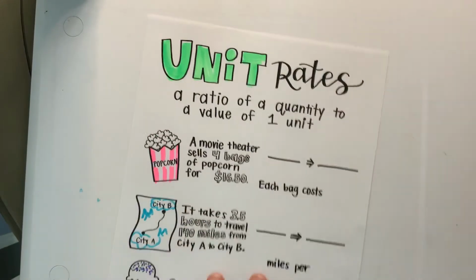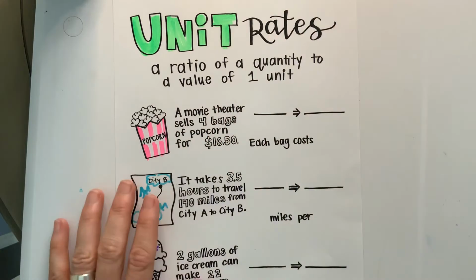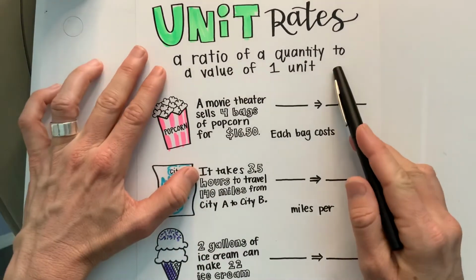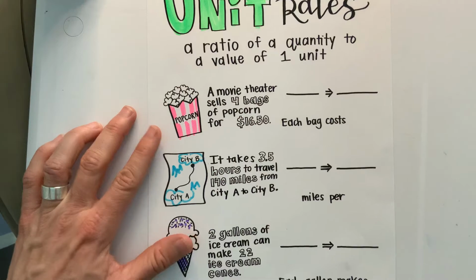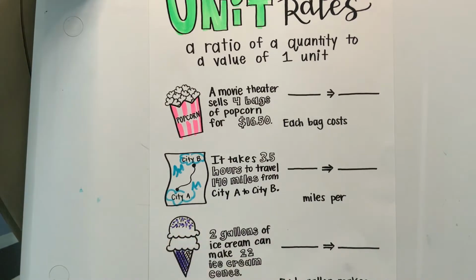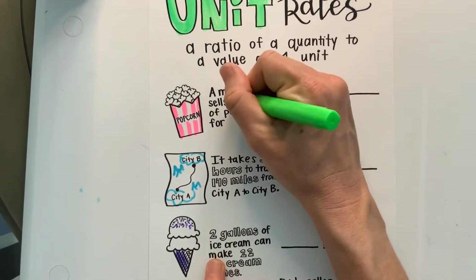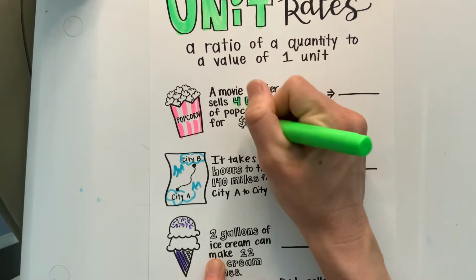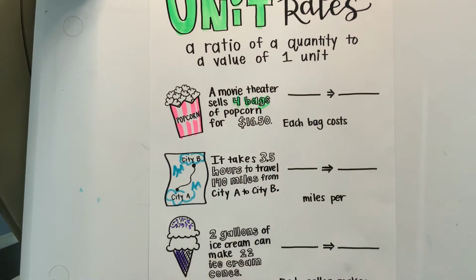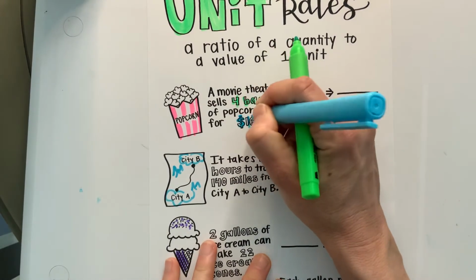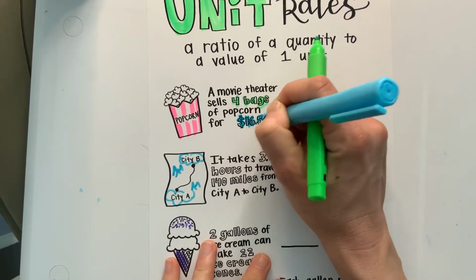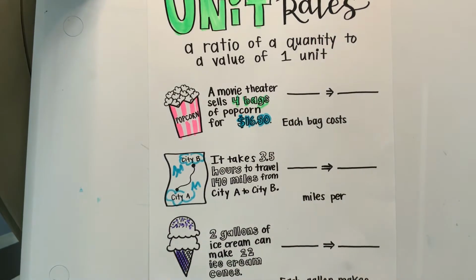All right, so back to our guided notes. So unit rate is then that ratio of a quantity to a value of 1 unit. So here, let's go through some examples. So a movie theater is selling 4 bags of popcorn for $16.50. All right, well, that's useful if you are buying 4 bags of popcorn, but what if you just want 1 bag of popcorn? You want to know what is the unit rate, or maybe you want to compare the value of one movie theater to another and how much they're selling their popcorn for.